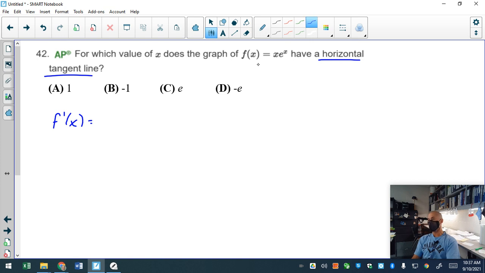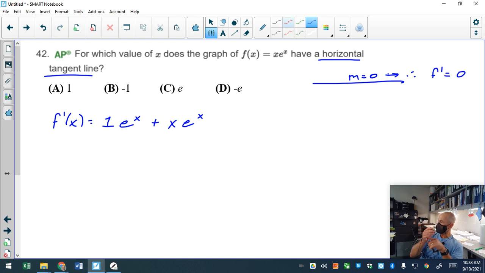which again is a product rule, and this one's a really nice one. The derivative of x is 1, leave e to the x alone, plus leave the x alone times the derivative of e to the x. So there's my derivative. How would I use that to find out when the tangent is horizontal? Set equal to 0, because if a tangent is horizontal, the slope of a horizontal line is 0. And if the slope is 0, that means your derivative must give you 0.